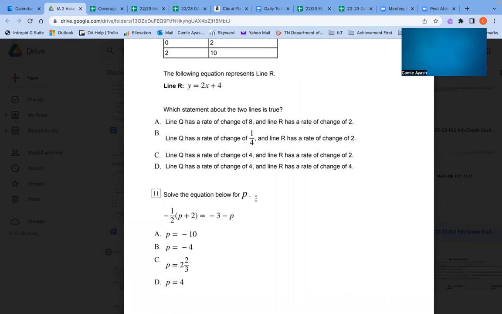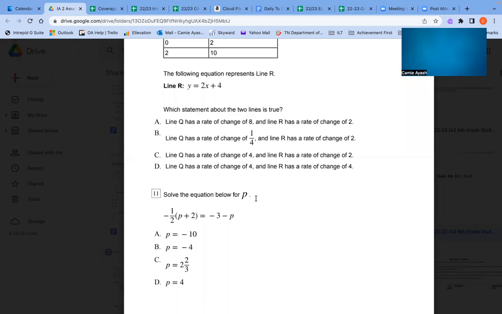A, line Q has a rate of change of 8 and line R has a rate of change of 2. B, line Q has a rate of change of 1/4 and line R has a rate of change of 2. C, line Q has a rate of change of 4 and line R has a rate of change of 2. D, line Q has a rate of change of 4 and line R has a rate of change of 4.